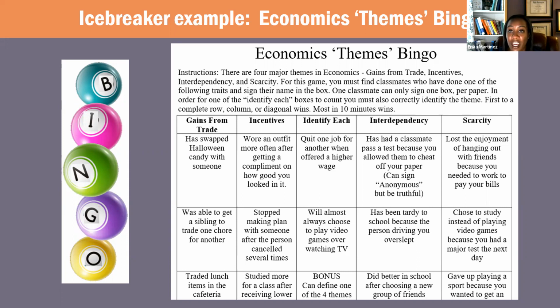A fun icebreaker that I use is this economics themed bingo game. In this game, students learn about one another by moving across the room and having to identify someone who has completed a particular activity or had a certain experience or meets a particular character trait, all of which are related to one of 4 key economic principles.